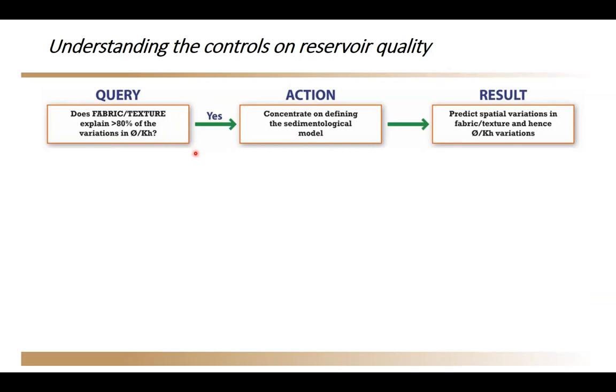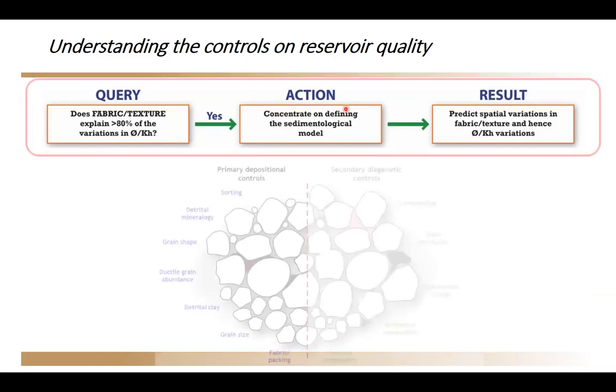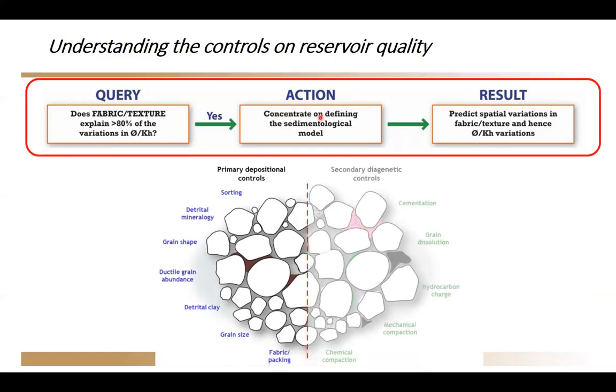Then I will focus on the sedimentological and depositional characteristics that control my reservoir quality model, and integrate the reservoir quality variables within the sedimentological model. This will lead me to spatial prediction of reservoir quality variation. As we know, the primary depositional control is sorting. For example, how a change in the size will act as an obstacle to my flow.